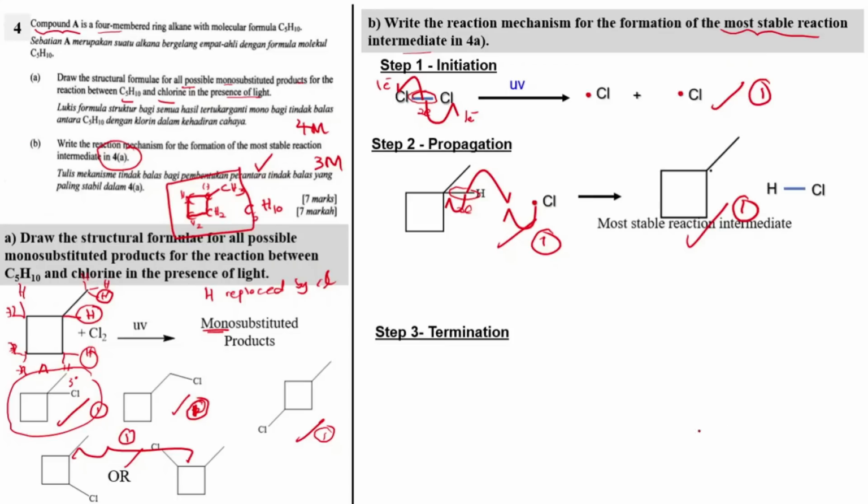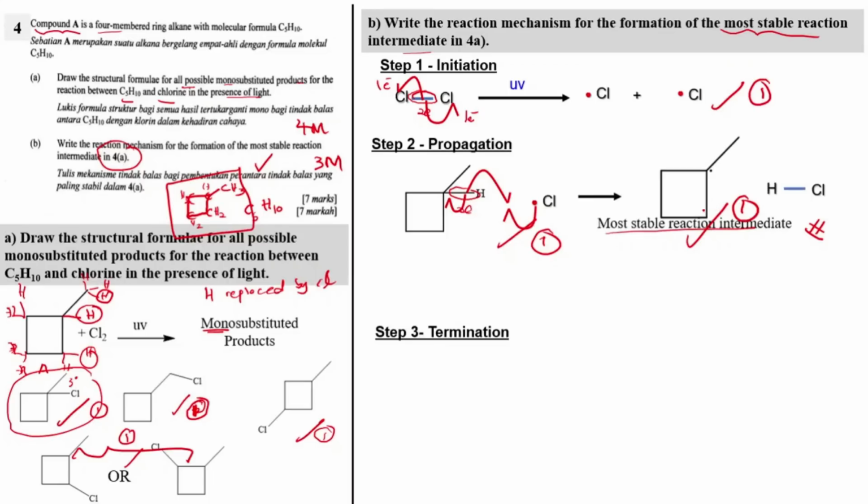The other steps below here will not carry any mark because the question asks us for the formation of the most stable reaction intermediate. So you can stop until here. Usually the question will ask you about the formation of the major product, but for this question it asks you until the reaction intermediate, so you can stop until here. But anyhow, I'll just continue until the end just for the sake of learning. For learning purposes, I will just continue until the termination step.